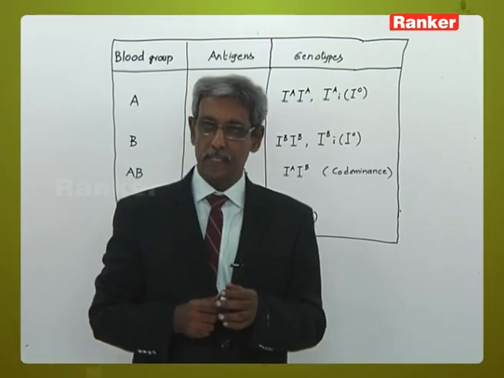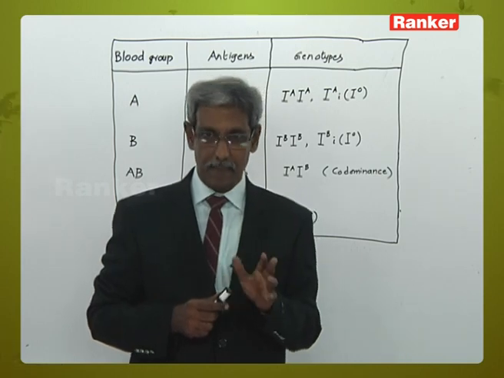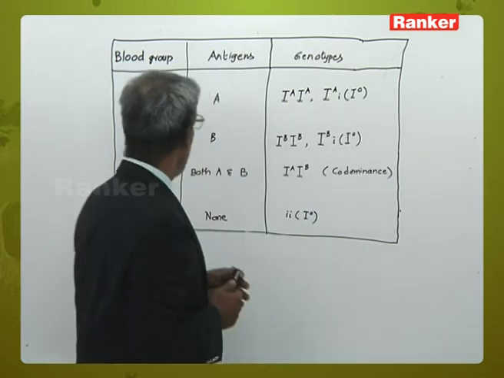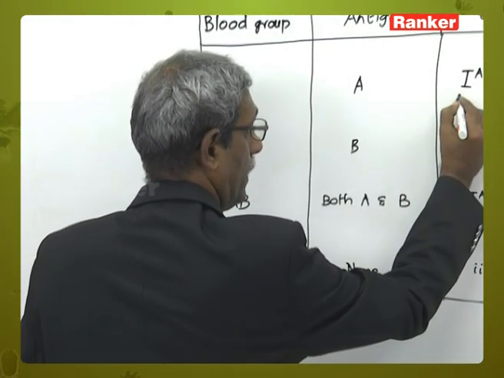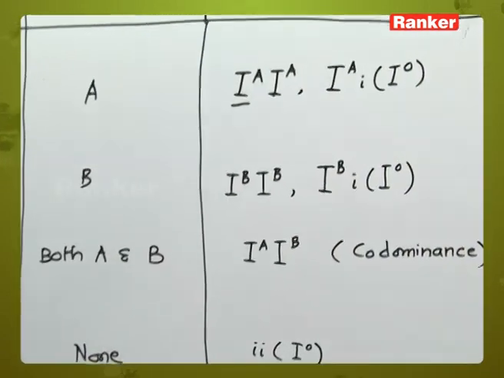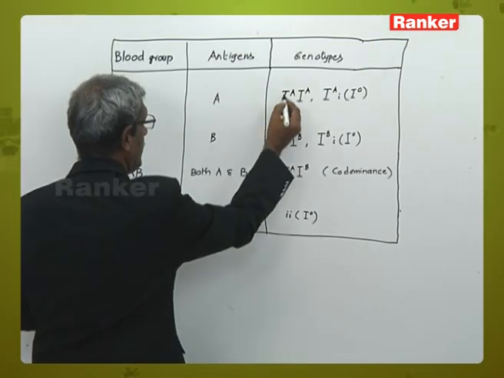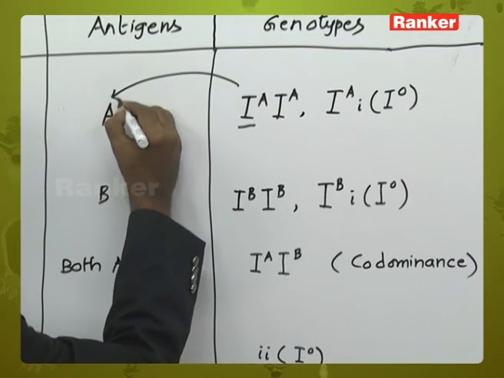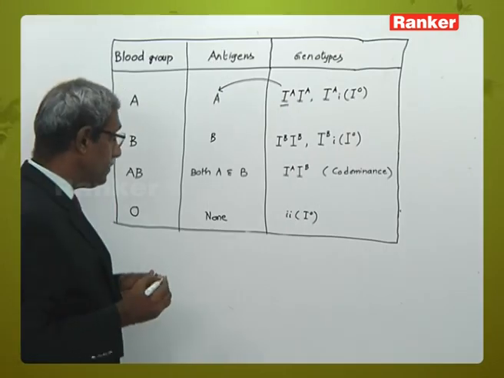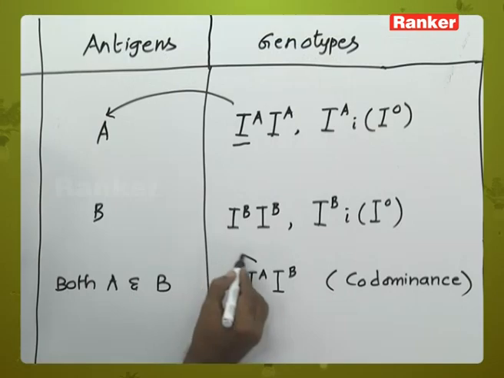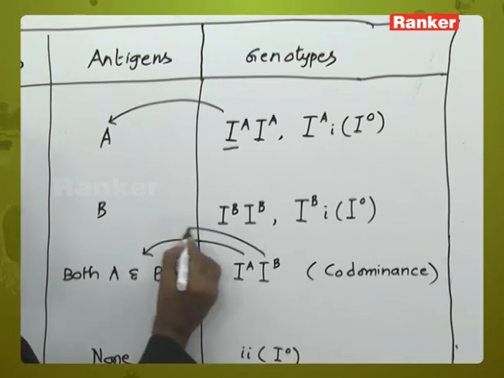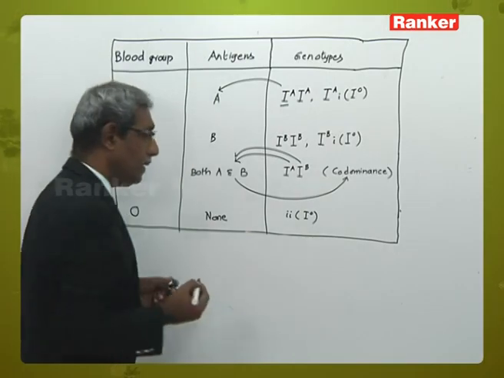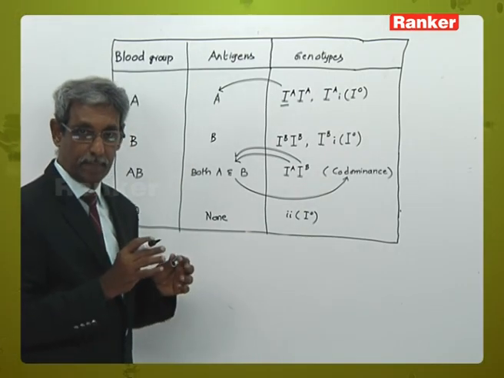The fifth question says, when you take the ABO blood group system, then how are the genes for the antigens? When you take an IA gene, it is the gene for antigen A. Now similarly, when you take IA and IB, they both are codominant. They both are expressed.